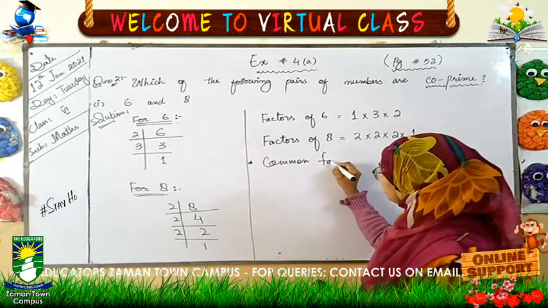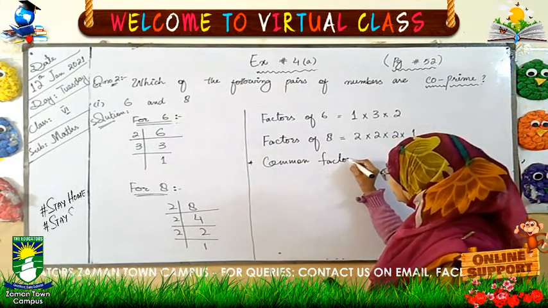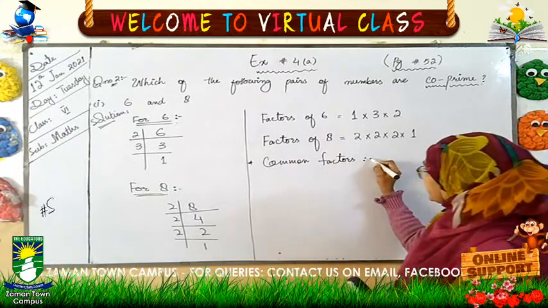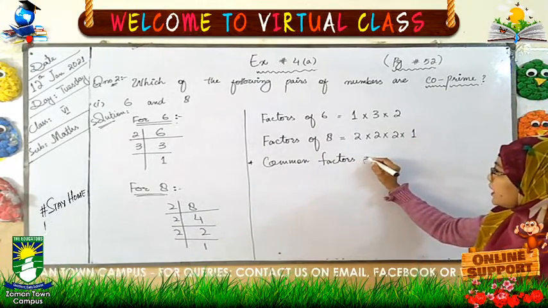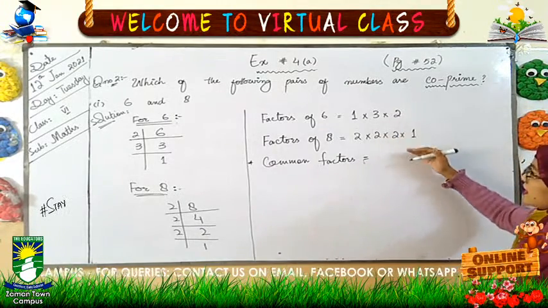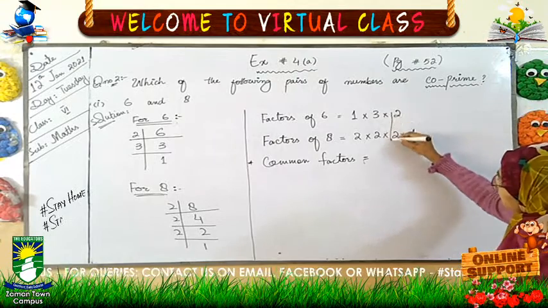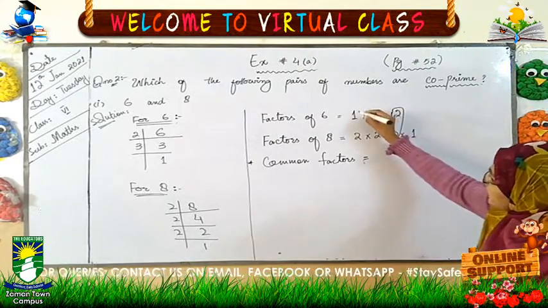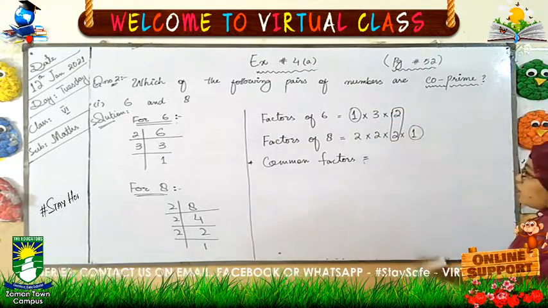What will we write down? We will write down the common factors. Common factors means a factor which is present in both answers, a factor which is the same in both. If we see, this is the same factor, and 1 is present in both.